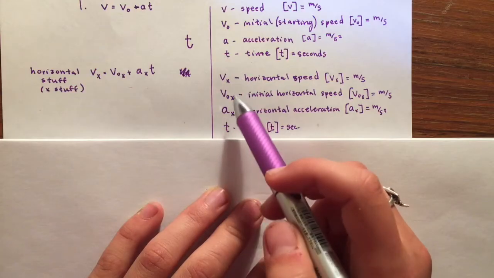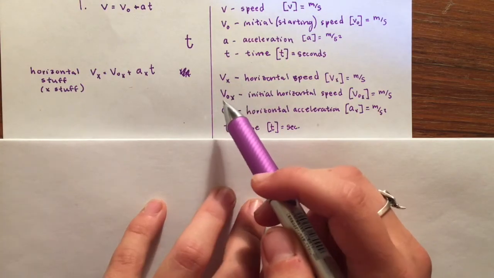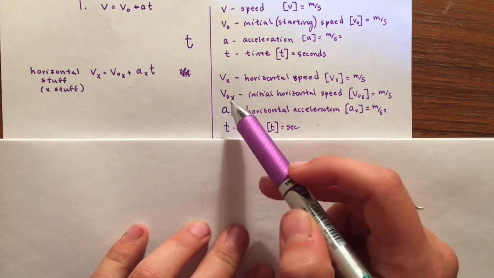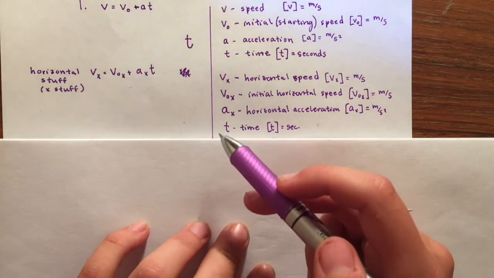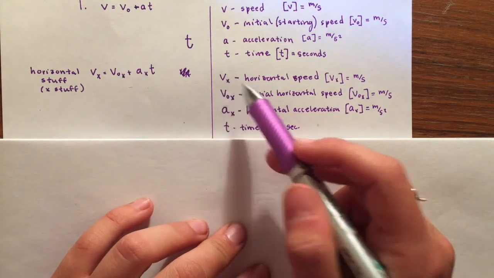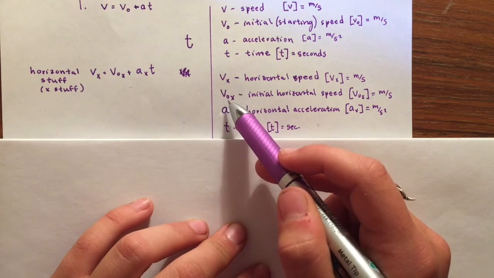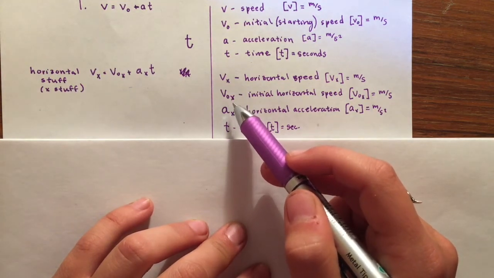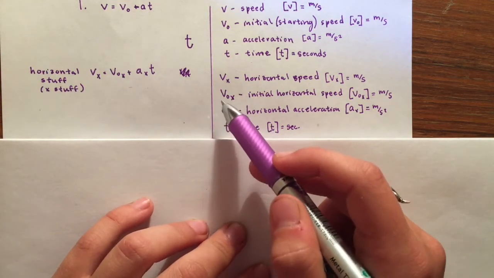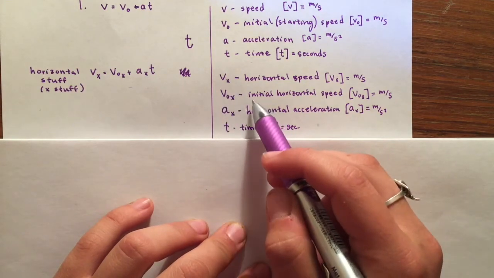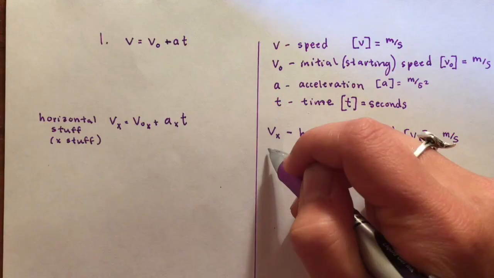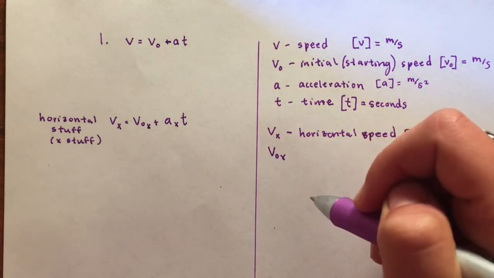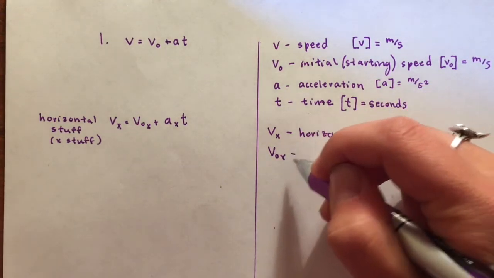You can break down what these variables mean by knowing what each subscript means. So for instance, when you see V naught x, that looks kind of scary, but you know that V means speed. If you know that naught means initial, and you know that x means horizontal, then you can piece it together and know that this is initial horizontal speed. V naught x is the starting horizontal speed or initial horizontal speed.